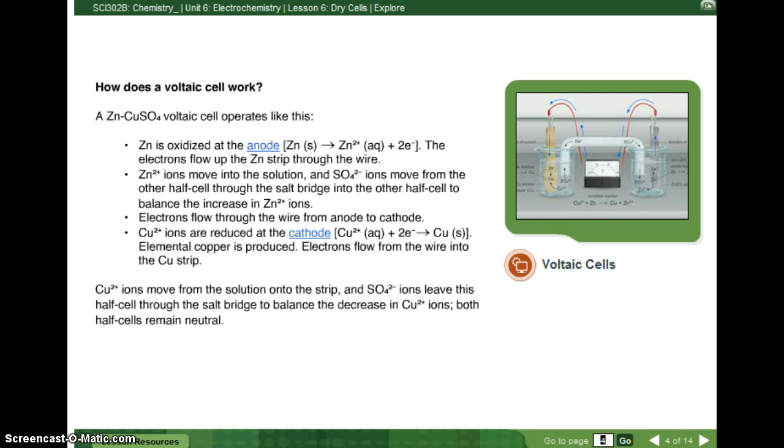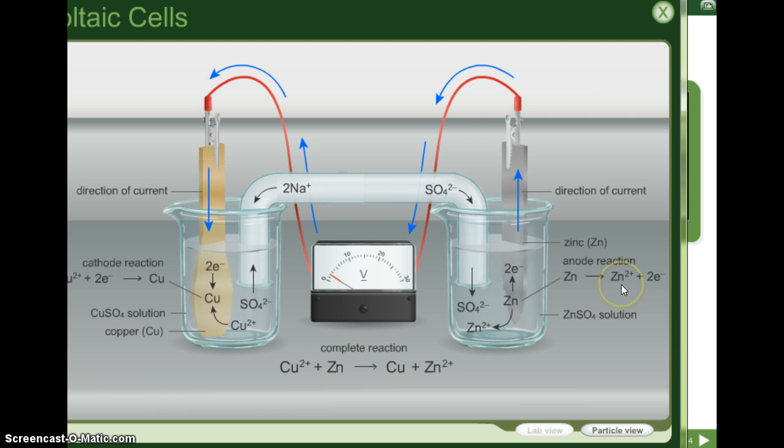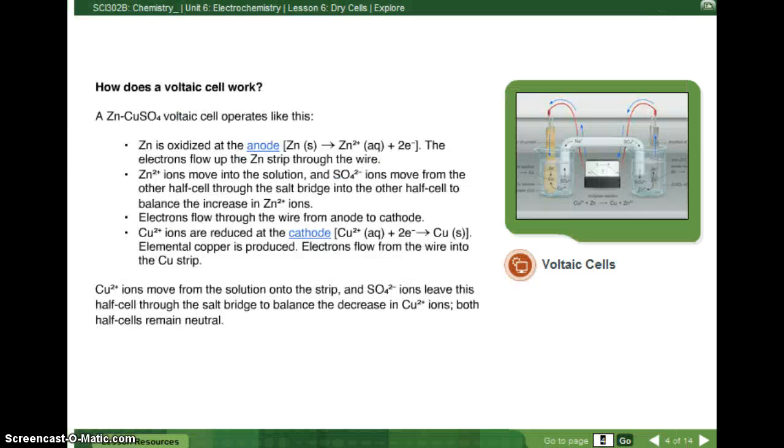How does a voltaic cell work? All right, so this is our voltaic cell again. As you can remember, we have the two beakers separated by the salt bridge. The electrons go up and they can light up a light bulb, or in this case, it's just sensed by the voltmeter down here. All right. So a zinc copper sulfate voltaic cell operates like this.